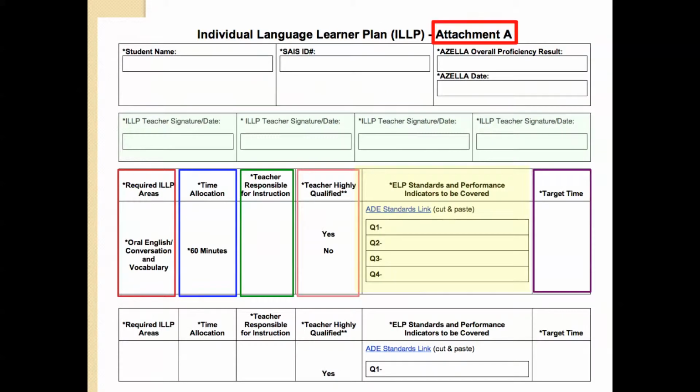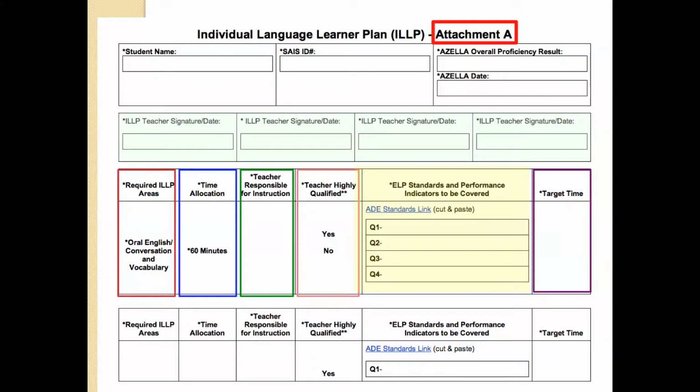This is Attachment A, which will be shared with you through Google Docs if an ELL is identified in your classroom. Any teacher that is responsible for any portion of the ELD instruction will be involved in writing the ILLP. As previously mentioned, at the elementary level, the mainstream classroom teacher is responsible for writing and facilitating the ILLP, and at the middle and high school levels, the language arts or English teacher is the responsible party. Let's look at the center section of Attachment A.